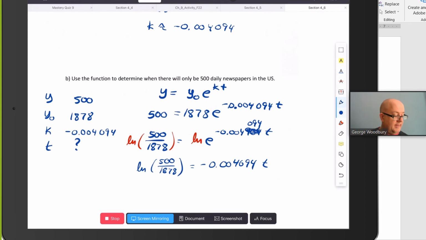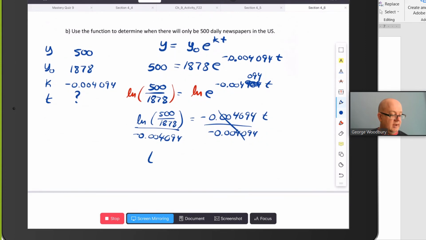Finish by dividing by that negative number, negative 0.004094 on both sides. And so we're left with t, and it's time to go to the calculator to approximate this. We're looking for what year this is going to happen. So we should round this to the nearest whole number.